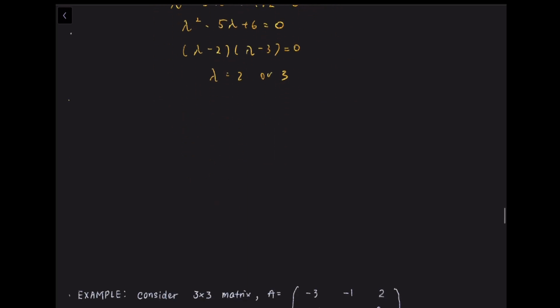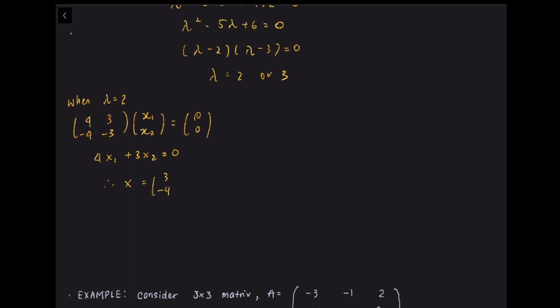When lambda equals 2, we will have this matrix [4, -4; 3, -3] times [x1, x2] equals [0, 0]. Thus, 4x1 plus 3x2 equals 0 is the only independent equation in x1 and x2. It follows that any non-zero multiple of (3, -4) is a suitable solution to this equation. We choose x1 equals (3, -4). Thus, the eigenvector for A corresponding to the eigenvalue of 2 is (3, -4).